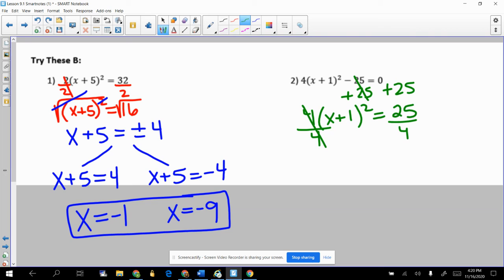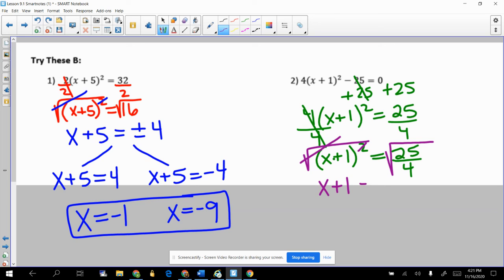And again, I can tell that 25 and 4 are both perfect squares, so I'm going to leave that as is. Because in my next step, I'm going to want to take the square root. Okay, so that's what I'm going to do here. I'm going to take the square root of both sides. And this is going to leave me, again, this will cancel with this. So that will leave me with just x plus 1.